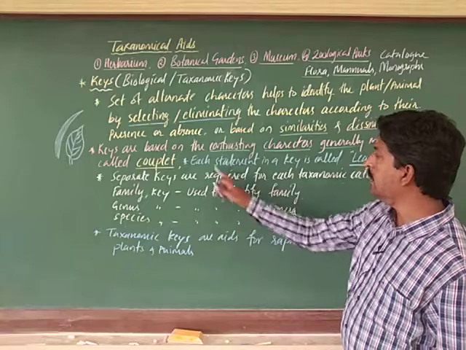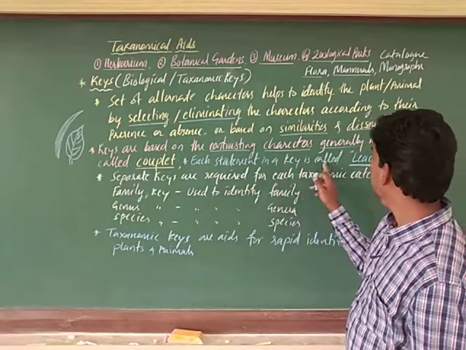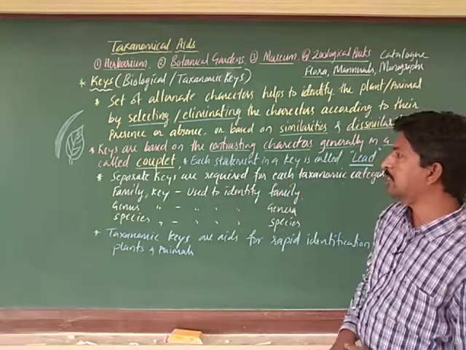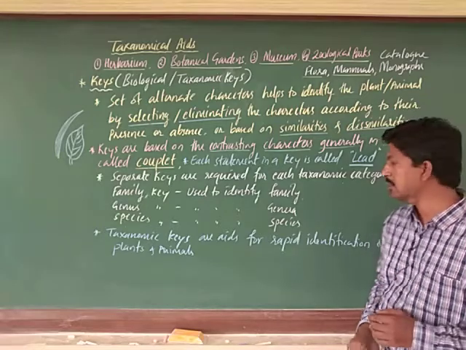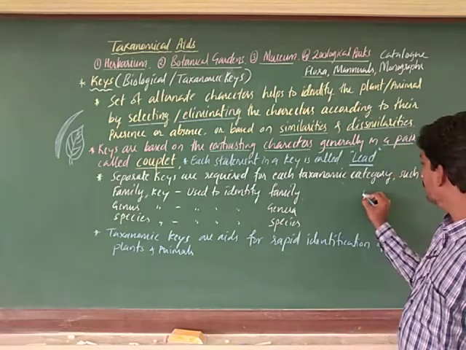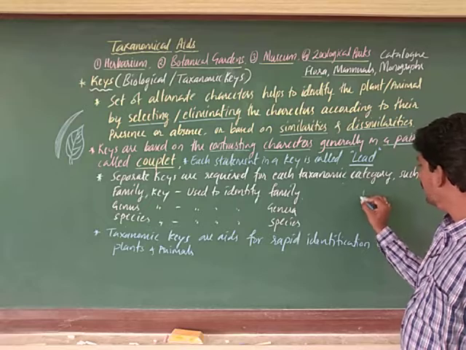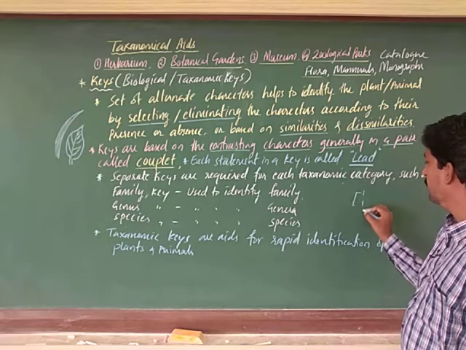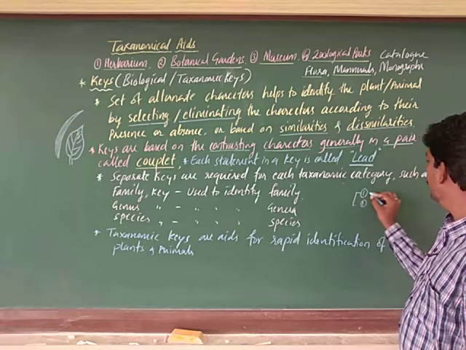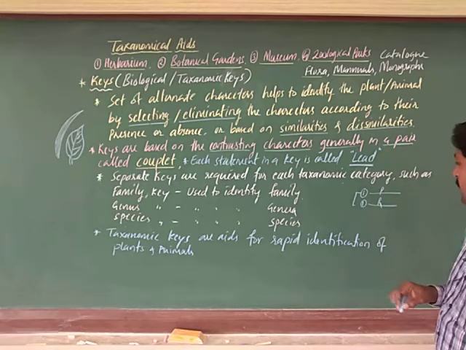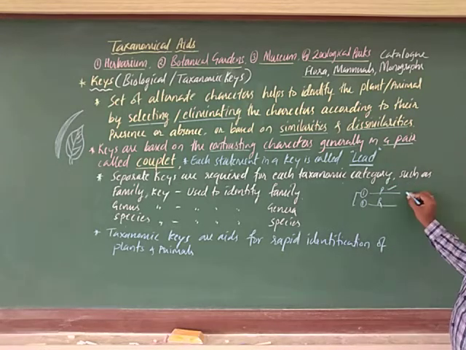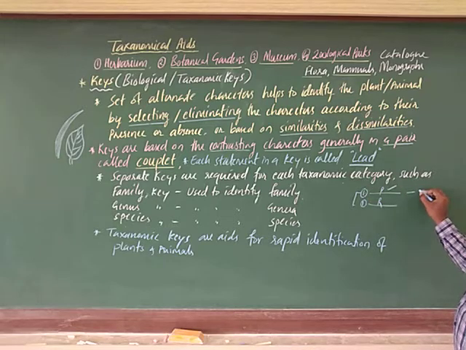For example, each statement in a key is called a lead. Each statement in a key is called a lead. What do you call a lead here? Lead means, here two characters, one character is here, another one is there. This is what we call two characters. So, when you take parallel venation and reticulate venation, if you are selecting this one, then you go for the next set of characters.